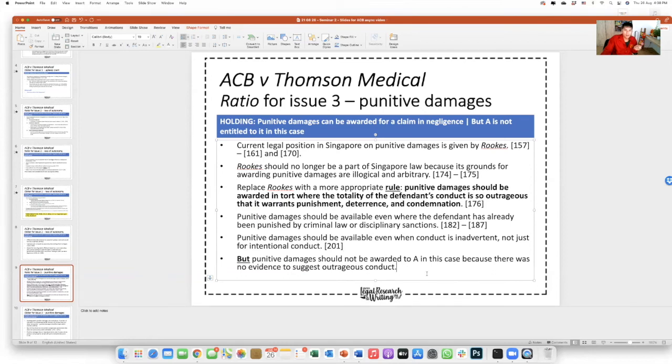Now, this part here I think is ratio that answers the second part of the holding, right? Why is the appellant here, in this case, not entitled to punitive damages? And I think the answer is really simple. The appellant is not entitled to punitive damages here because the conduct of the respondent, i.e. the clinic, is not that outrageous. So I would say issue 3 is a little more straightforward in terms of discerning between ratio and obiter than issues 1 and 2, right?